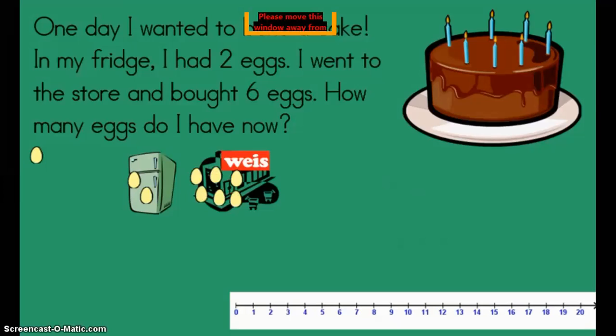How many eggs do I have now? Now I have to figure out what the story is asking me to do. Add or subtract? Well, I remember that addition means that I'm putting groups together. Subtraction means I'm taking away, or I'm separating groups, or sometimes even I'm comparing groups.